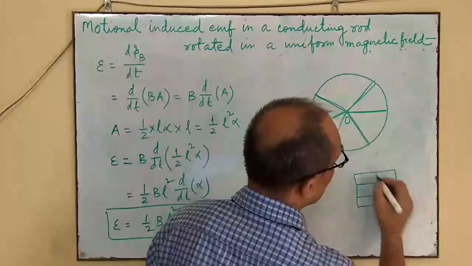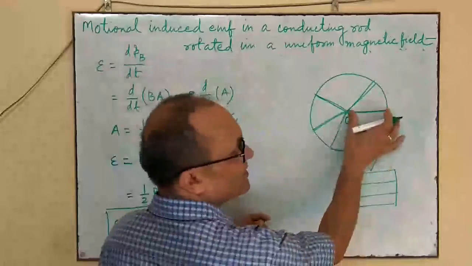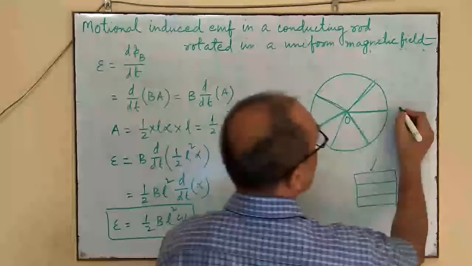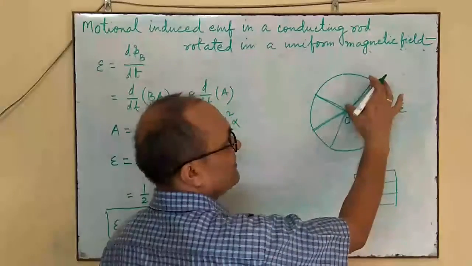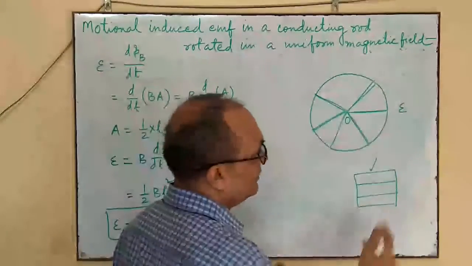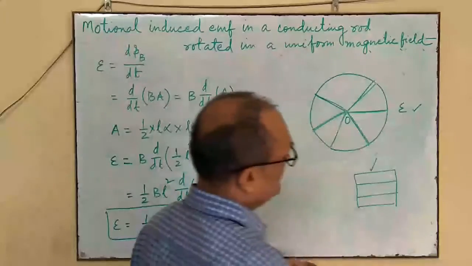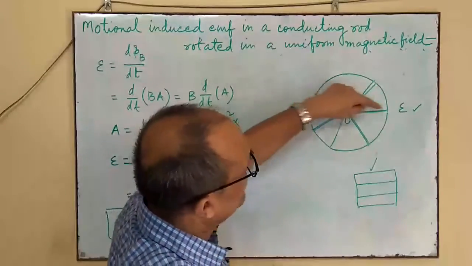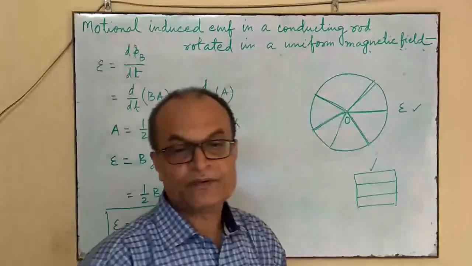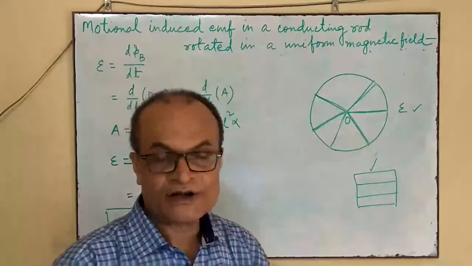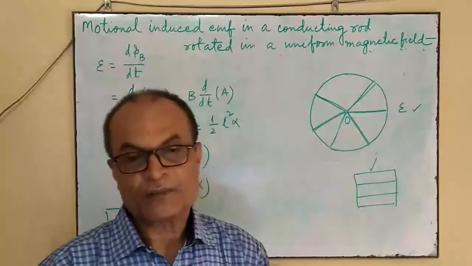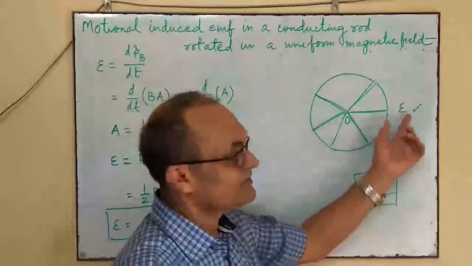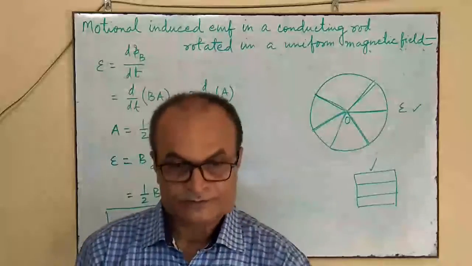So the EMF induced in this one, suppose this induced EMF is here, the EMF across each spoke will be the same. So you will find that the EMF induced in the spokes of a rotating cycle wheel in a uniform magnetic field is the same. Thank you.